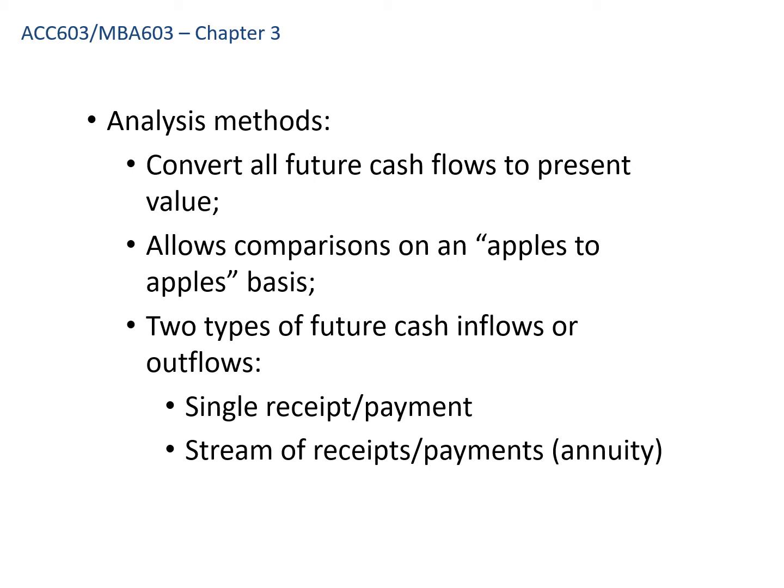Comparing today's dollars to today's dollars. So we can have two different types of flows, and we would look at both cash inflows and outflows. So money we receive and money we pay out. So we can have a single amount. So we pay $10,000 today, or I get $3,000 5 years from now. That's a single amount, or I could have a stream of receipts or payments, which are annuities.